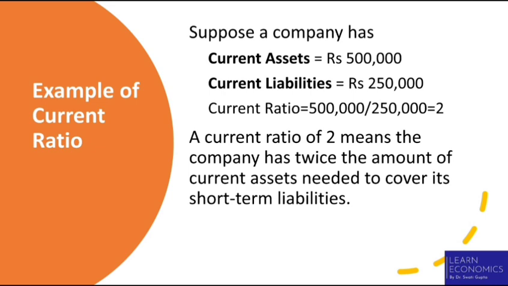A healthy current ratio is typically between 1.5 and 2. It means the company has 1.5 to 2 times more assets than liabilities. However, the ideal ratio depends on the industry also. Retail and manufacturing companies which keep a large amount of inventory usually have a higher current ratio, while technology and service companies may have lower current ratios and still be financially healthy.